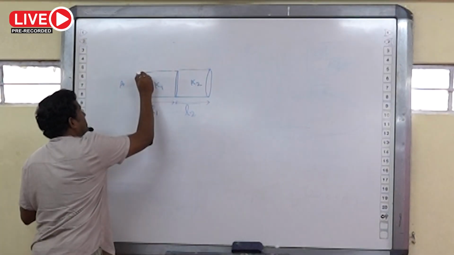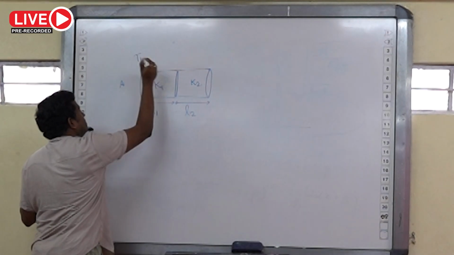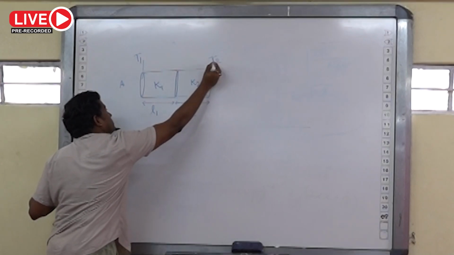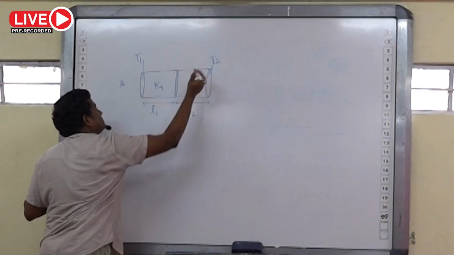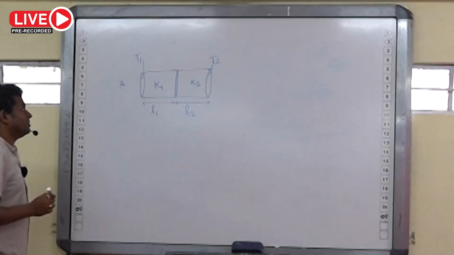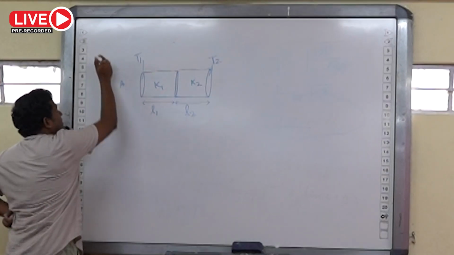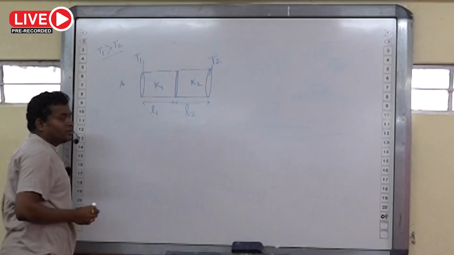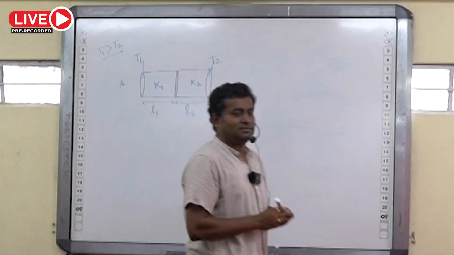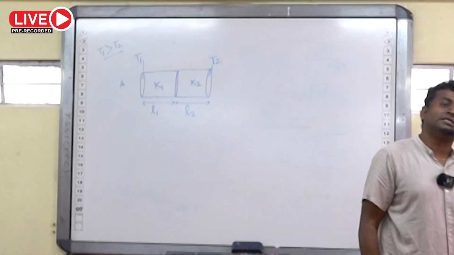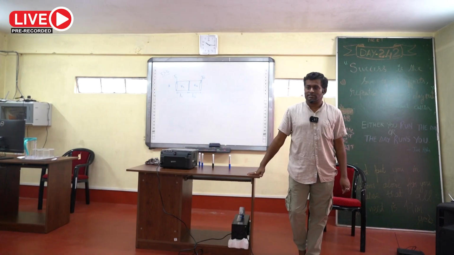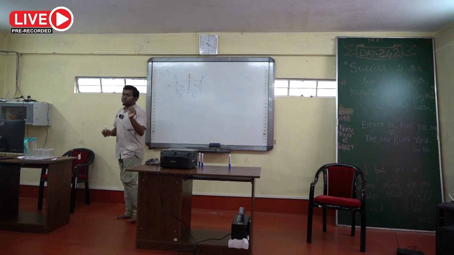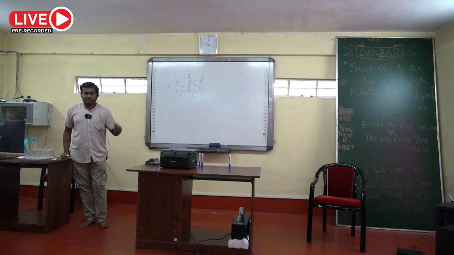This side is kept at temperature T1, this side is kept at temperature T2, and they are already achieving steady state. Then it is given that T1 is greater than T2. Then what will be the temperature of the junction? That you have to find. Okay, this is the temperature of the junction that we have to find.